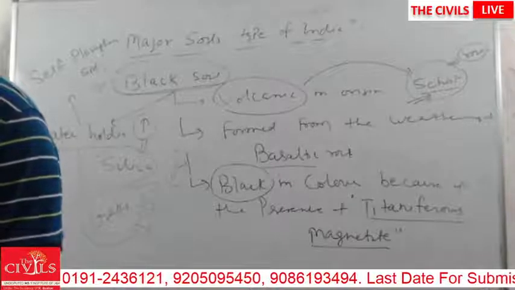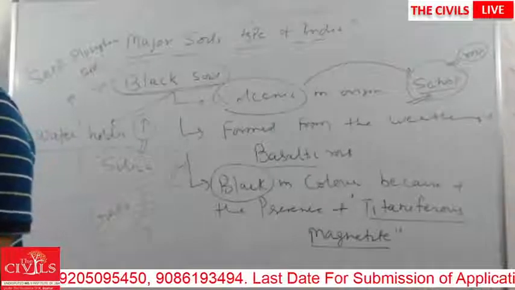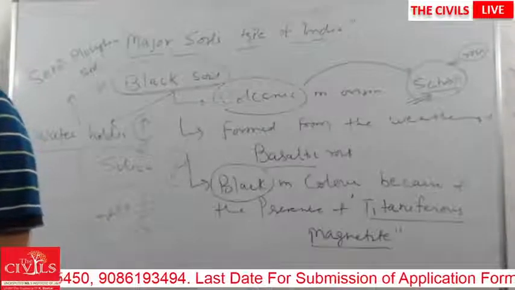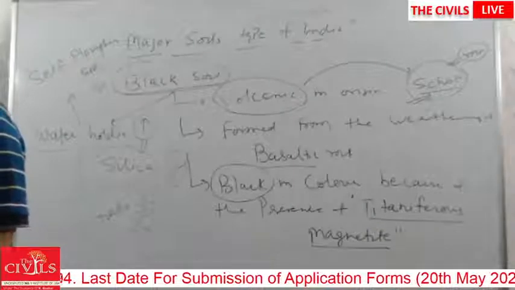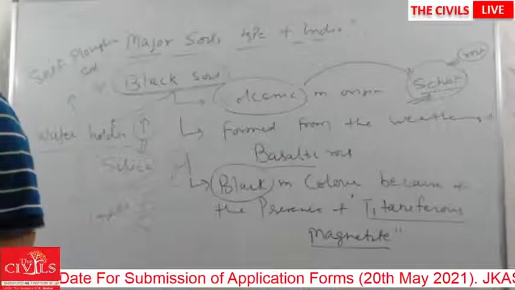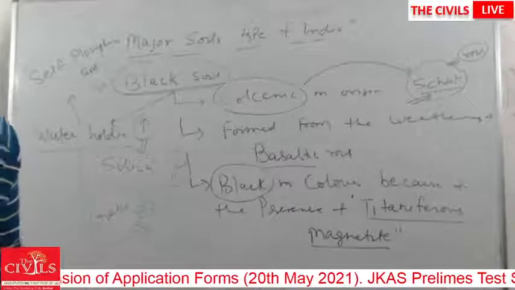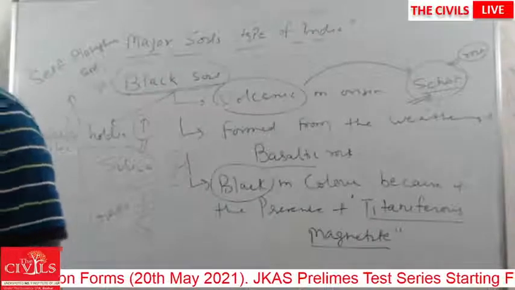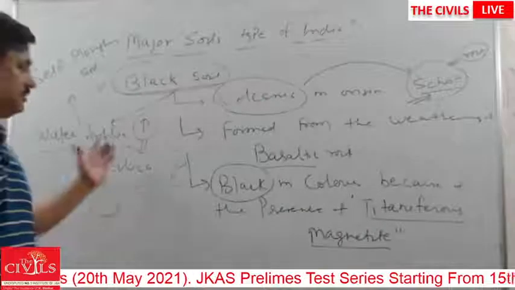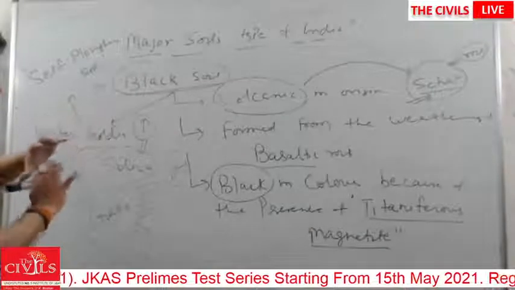Regur soil, or black soil, is also known as self-plowing soil. This is very important. Why is it called self-plowing soil? Because cracks develop when the soil dries up.